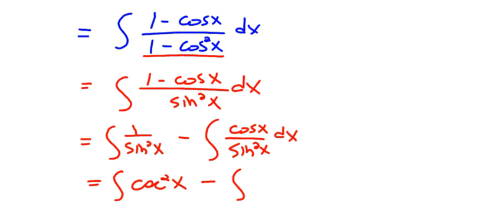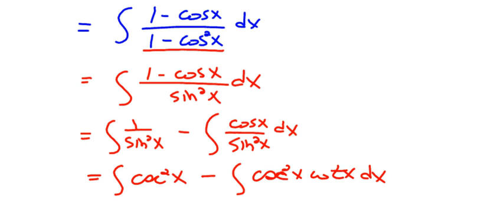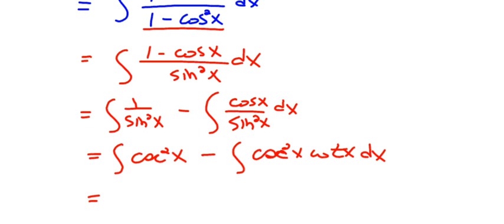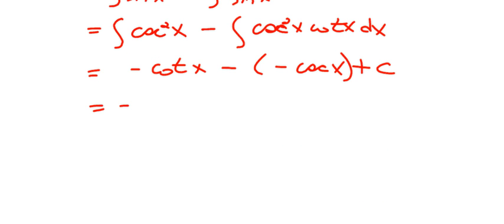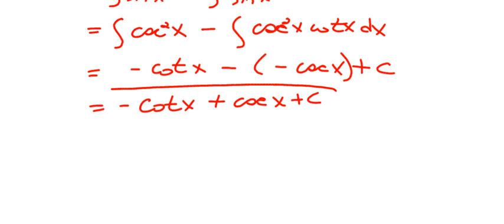And then I have minus, and this really looks like cosecant squared of x cotangent x. And from here, we can go ahead and take the antiderivative. It should be negative cotangent x minus, and then a negative cosecant x plus c. So I got to have a negative times a negative. My last step is just make that middle term positive. And I am done.